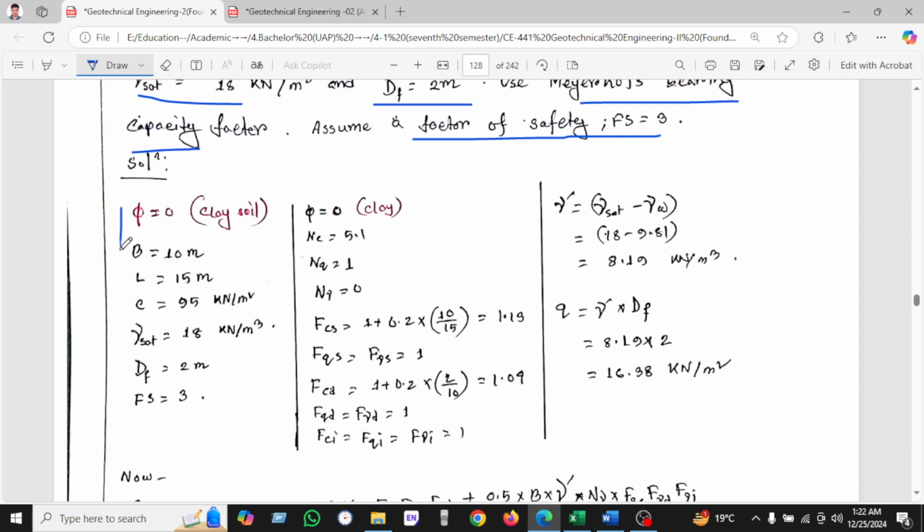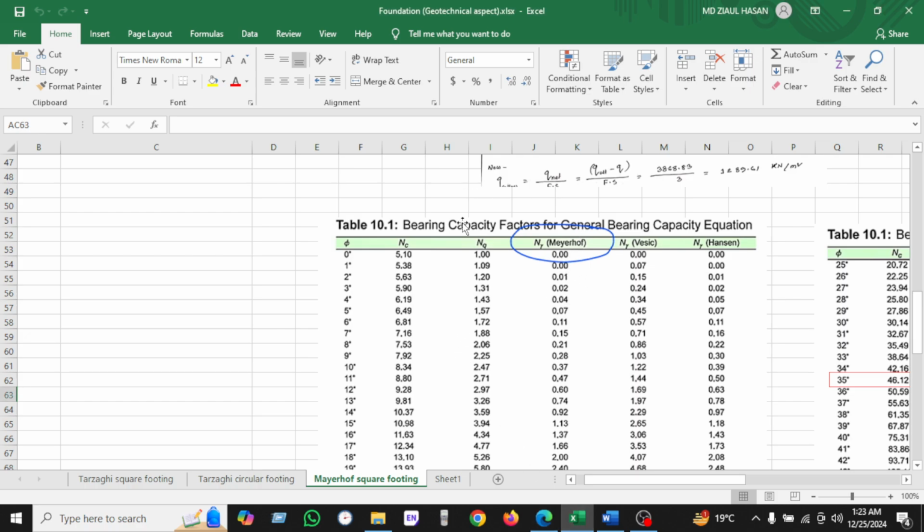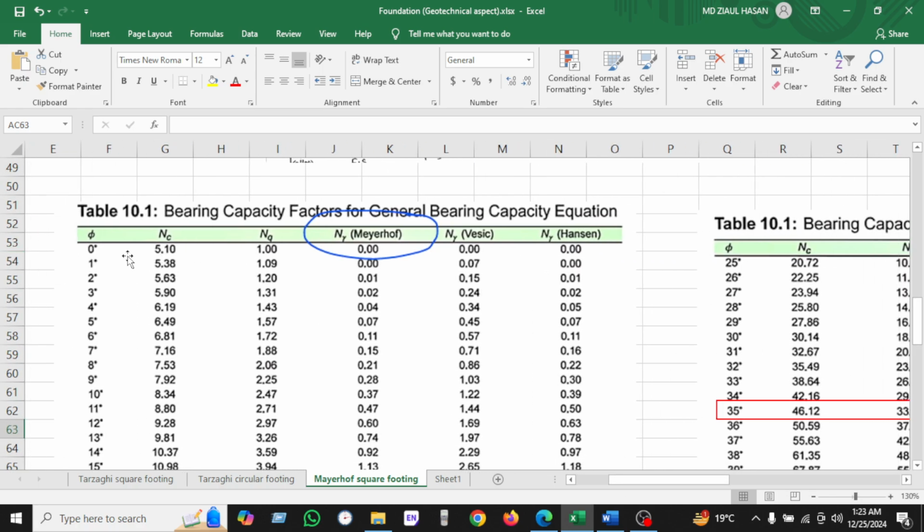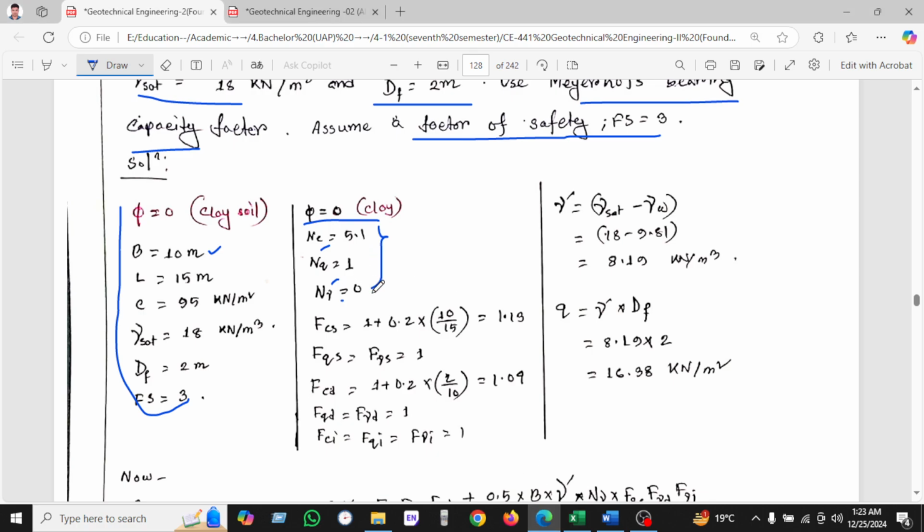So these data are given. Clay soil, B is 10, and all the data is given. When phi is 0, then we can use Nc, Nq and N gamma. How will we get this? We will find this from the Meyerhof bearing factors. So you can see here when phi is 0, then Nc equal to 5.01, Nq equal to 1, and Meyerhof N gamma equal to 0. So we have taken this from the Meyerhof chart.